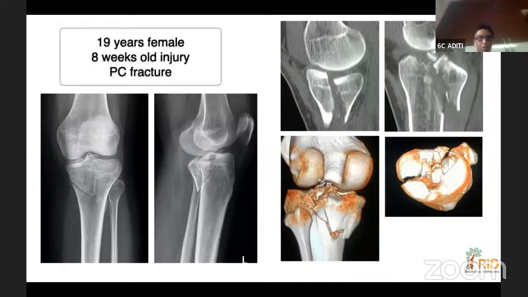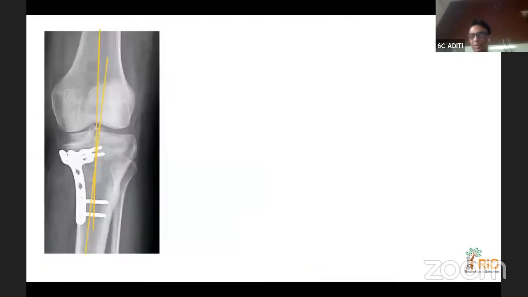So this is a case of a 19-year-old female with an 8-week-old injury, not necessarily a complete malunion, but sort of a nascent malunion. She initially had a posterior column fracture, a complete posterior column. You can see the posteromedial component. You can see the posterolateral component as well, with a posterolateral central depression. So this was initially treated like this using a medial construct. As you can see, complete malreduction. The medial side shows a huge step off, and there is a bit of varus as well.